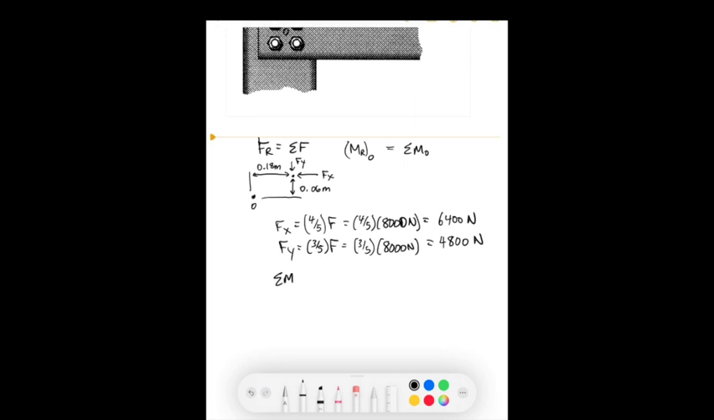So the sum of the moments, and we'll say that this direction is positive, is first that the force of the x acts this way, so it's negative. So force of the x goes counterclockwise, so negative times the force of the x, which is 6,400 newtons, times the perpendicular distance, which we see is 0.06 meters. Now plus, because the force in the y acts in the positive direction.